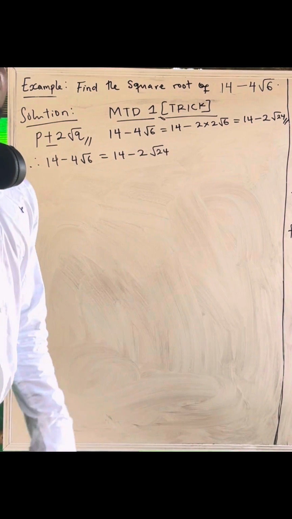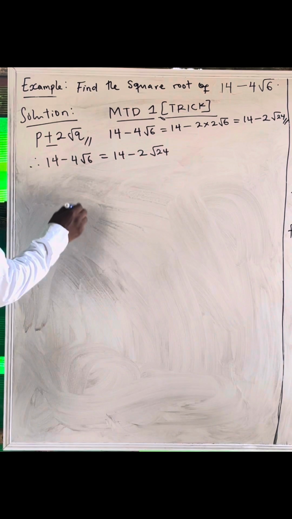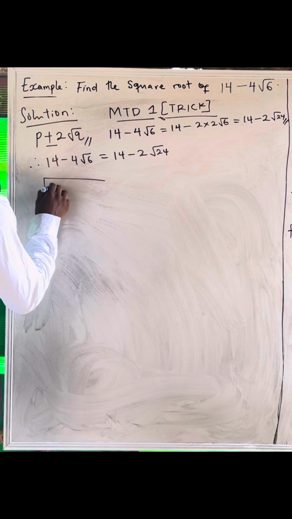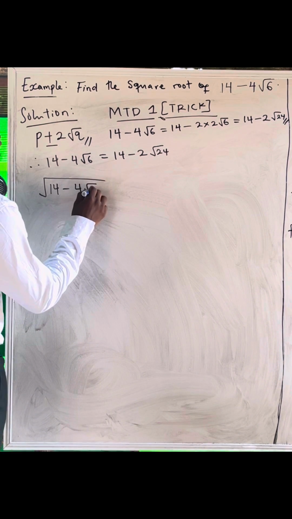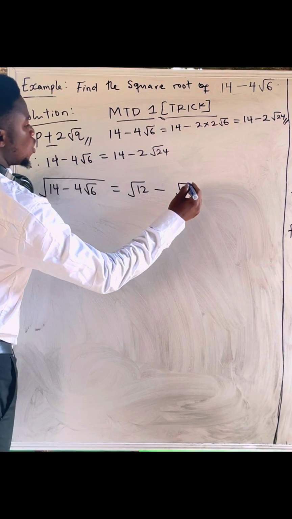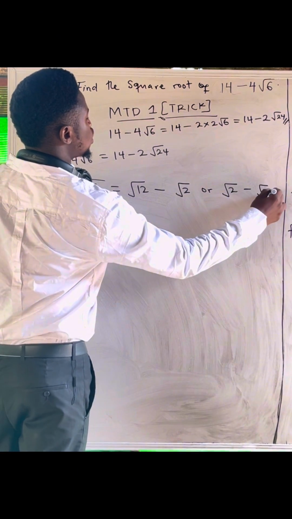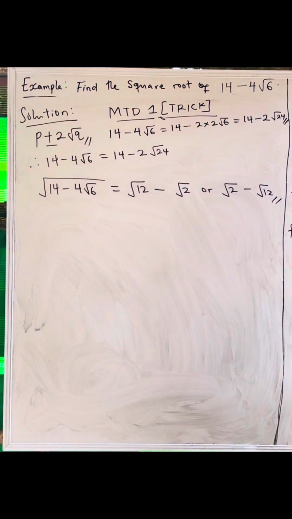So this simply means that 12 times 2 is 24, and 12 plus 2 is 14. So therefore, I can then say that the square root of 14 minus 4 root 6 will be equals to root 12 minus root 2, or root 2 minus root 12. So that is that about that, guys.